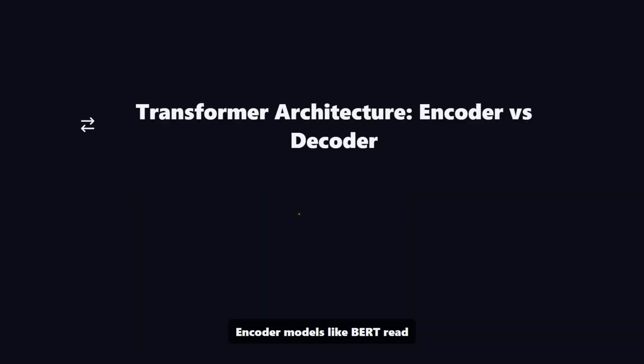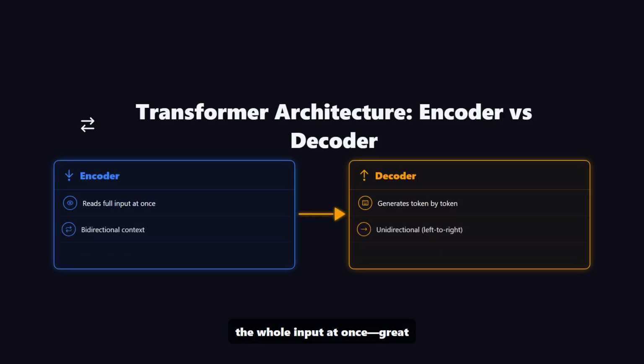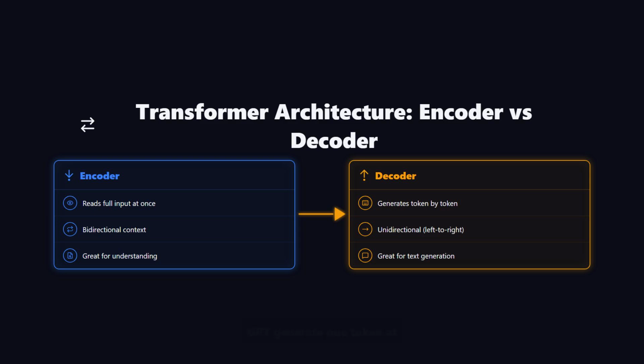Encoder models like BERT read the whole input at once, great for understanding. Decoder models like GPT generate one token at a time. The classic exam trap: full translation uses both encoder and decoder. Many generative models, including ChatGPT, are decoder-only, so you'll see that as an exam question.